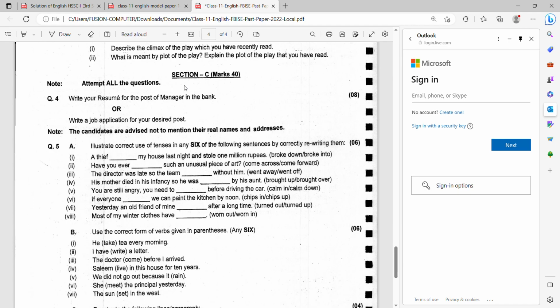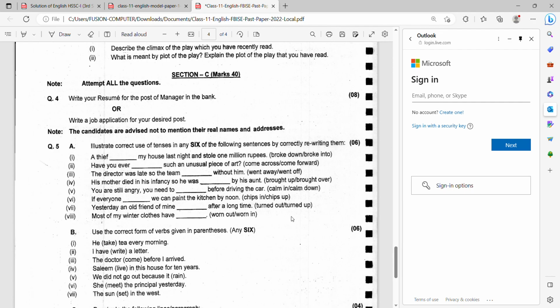you have to write a resume for the post of manager in a bank, or you have another option to write an application. Remember one thing, students, you do not have to mention your real name and address over there, not even the name of your institution.